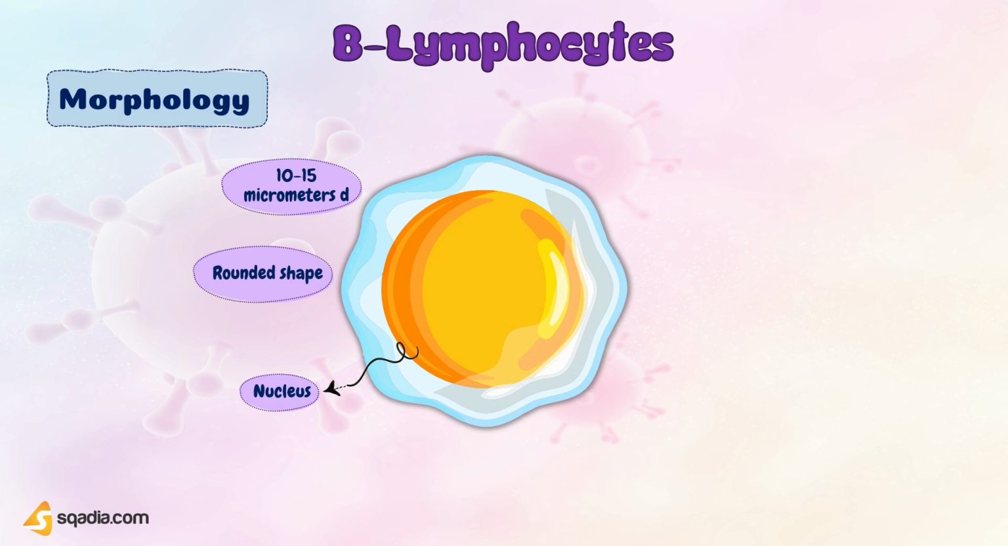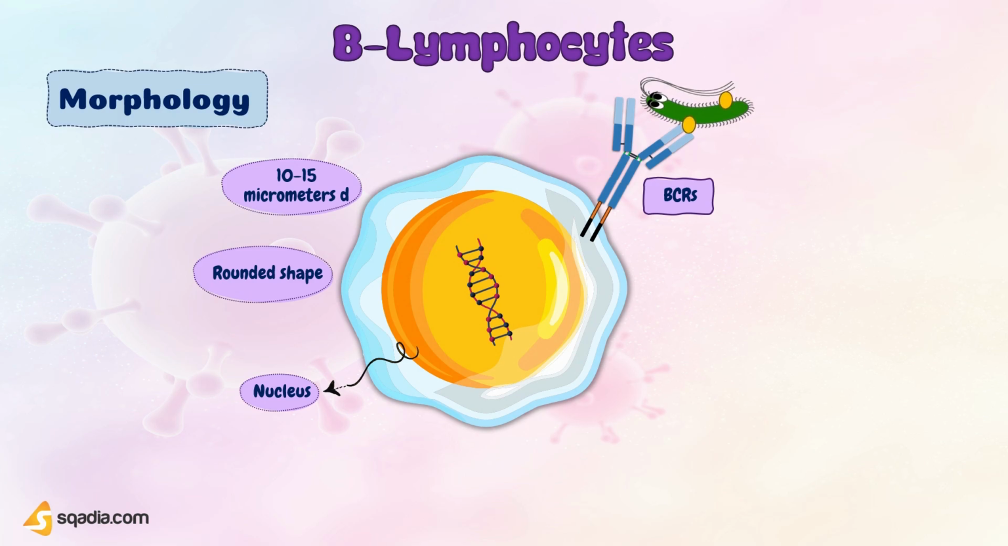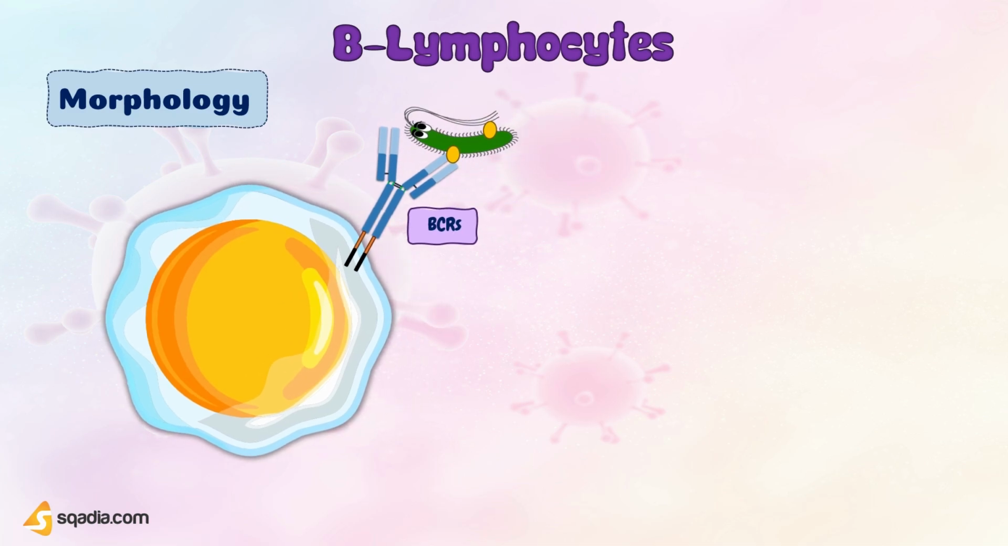The nucleus contains the cell's genetic material, including DNA, and is responsible for regulating cellular functions. One of the defining features of B lymphocytes is the presence of specific surface receptors known as B-cell receptors, or BCRs. BCRs are membrane-bound antibodies that allow B cells to recognize and bind to specific antigens. Each B cell expresses a unique BCR on its surface, giving it the ability to respond to a particular antigen.